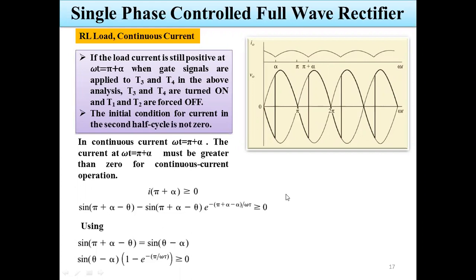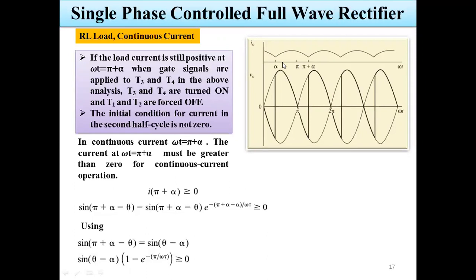Next, we come across the RL load using continuous current mode of operation. Here, the load current is still positive at omega t equal to pi plus alpha. In the previous case, at the beta value, the output current dropped towards zero magnitude, but here it does not come towards zero, up to the conduction angle. Up to alpha it is also conducting with a magnitude.